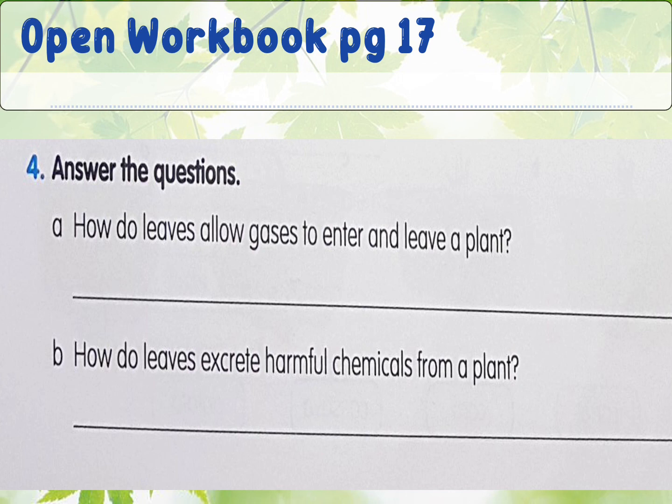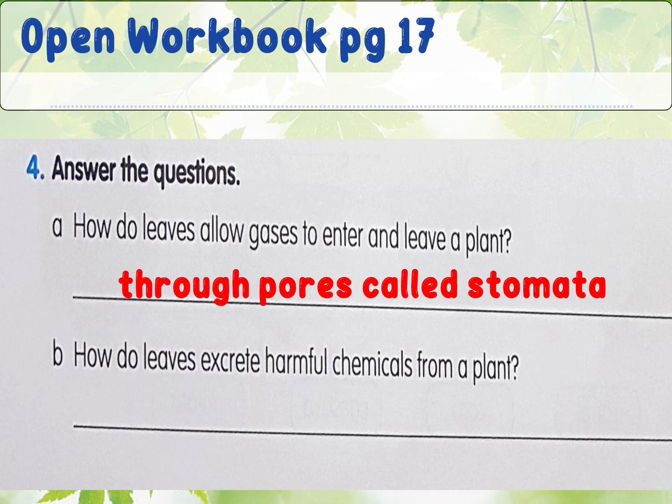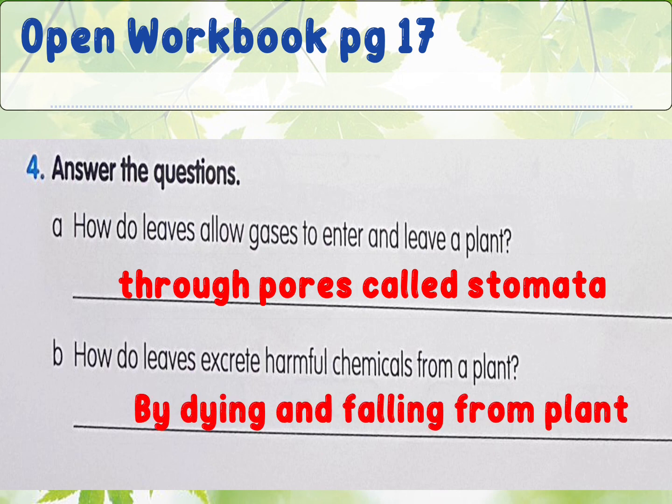Now let's go to number 4. How do leaves allow gases to enter and leave a plant? They have holes or pores called stomata. How do leaves excrete harmful chemicals from a plant? We saw in a video on the first day. They die and fall from the plant because all the chemicals get accumulated into the leaf, and these leaves will die and fall. Okay.